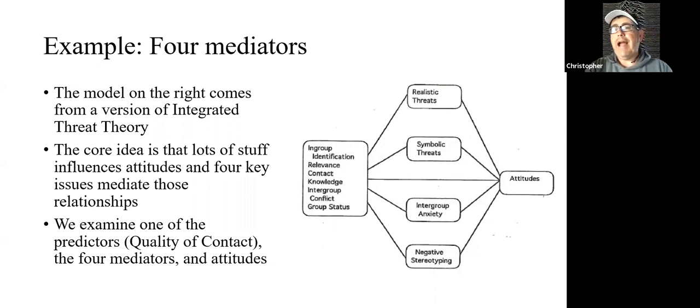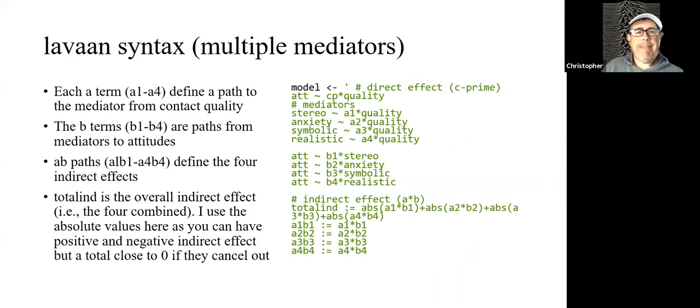All the way on the right are attitudes, and the intervening variables, the variables in between them, those would be statistically the mediator variables. Here we have realistic threats, symbolic threats, intergroup anxiety, which we looked at earlier, and negative stereotyping. The idea here being that the factors on the left influence the factors in the middle, which in turn influence attitudes. So we're going to examine just one of the predictors. We'll continue to examine quality of contact, but we're going to have all 4 of these mediators in our model, and we're still going to predict attitudes. So same predictor and outcome variable, we're just adding multiple mediators here.